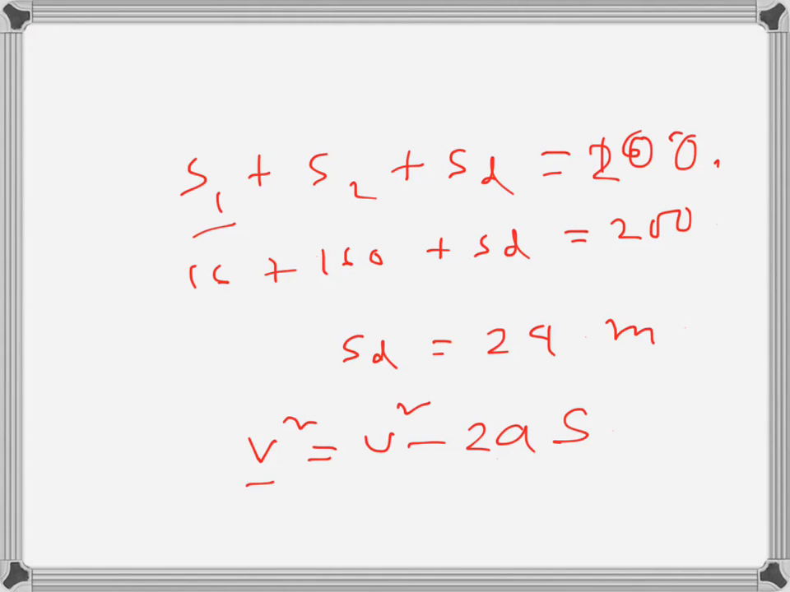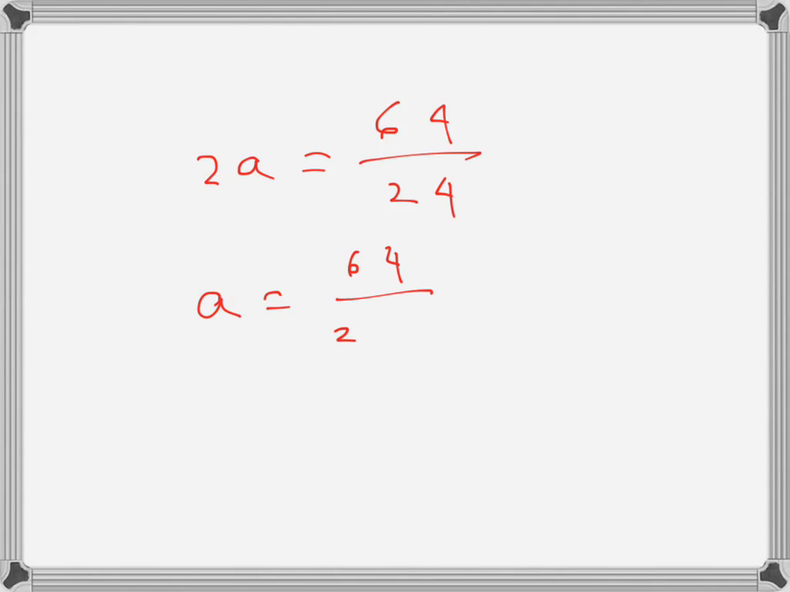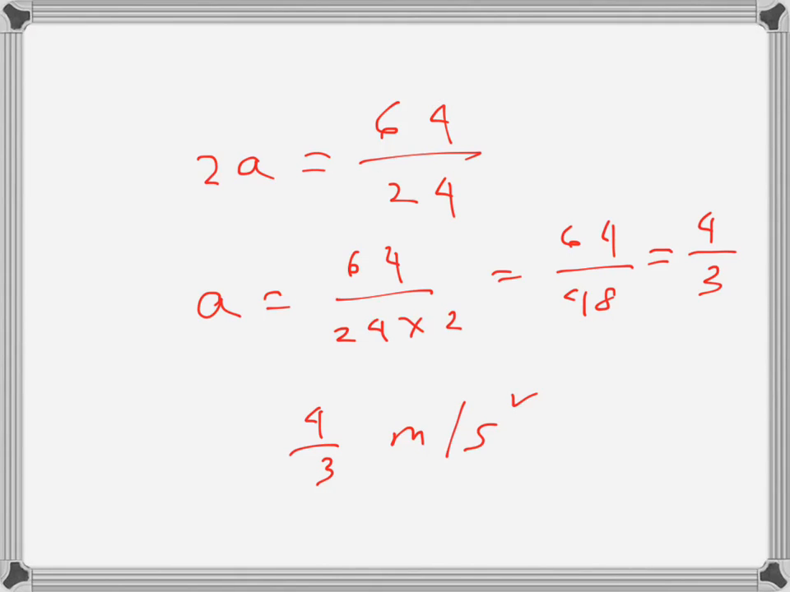This velocity is 8, so which is 64. Final velocity is 0, so that's 0 equals 8 squared minus 2a times 24, the distance traveled. So that will be 2a times 24 equals 8 squared, which is 64. So a is 64 over 24 times 2, which is 64 over 48, which is 4 over 3. So 4 over 3 meters per second squared is the deceleration. That's the value of the deceleration or negative acceleration.